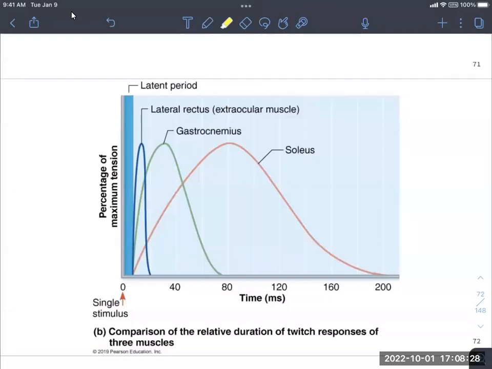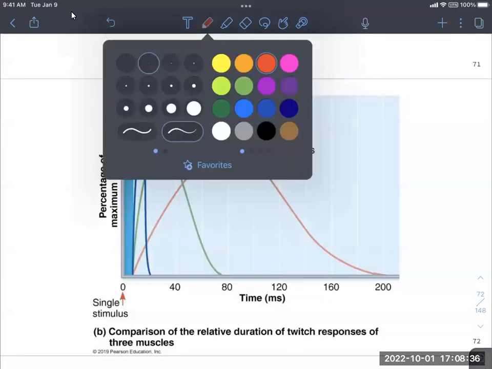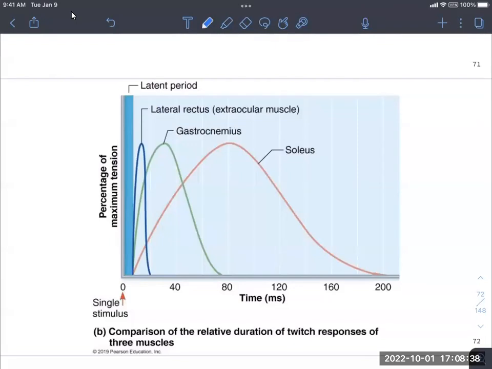So here is a chart that compares different muscles. The one in blue here, this blue, it goes up and down super quick. That is your lateral rectus. That is in your eye. And when that muscle contracts, it lets you look out laterally.